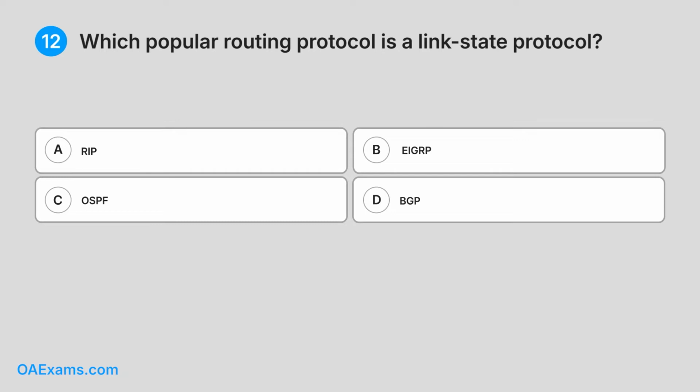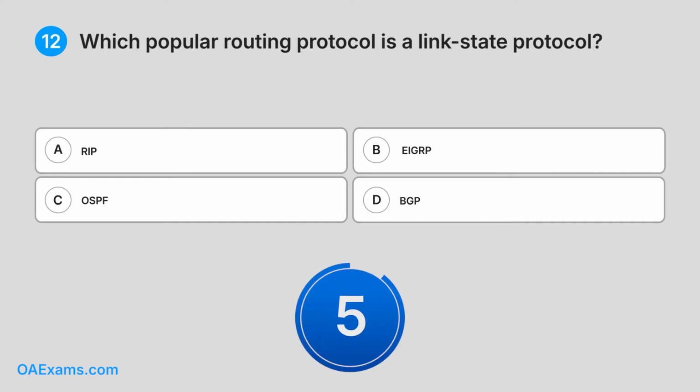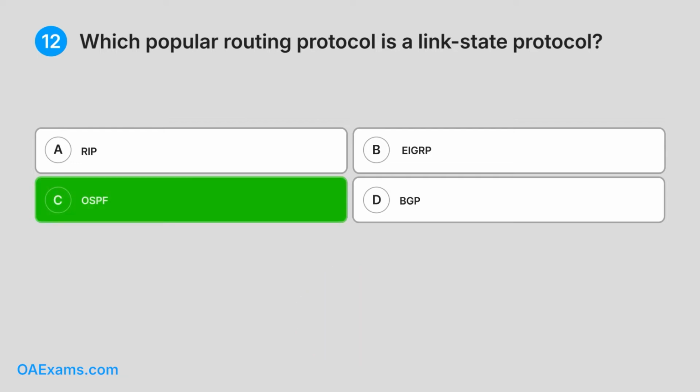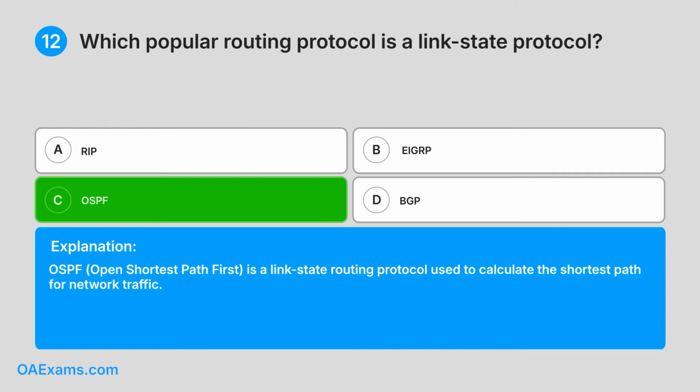12. Which popular routing protocol is a link state protocol? A. RIP. B. EIGRP. C. OSPF. D. BGP. Can you guess the answer? Correct answer: C. OSPF. Explanation: OSPF, Open Shortest Path First, is a link state routing protocol used to calculate the shortest path for network traffic.